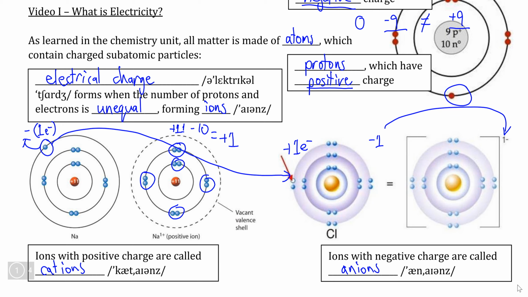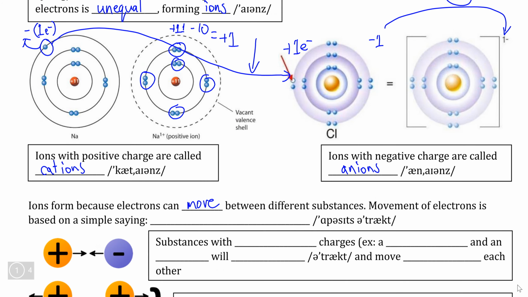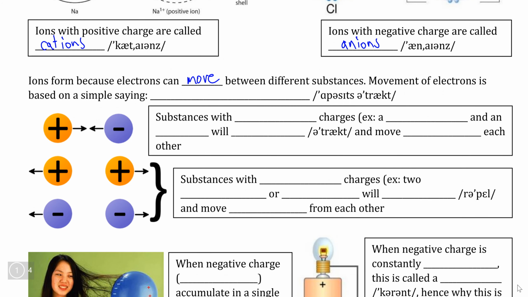But the most important thing for our study of electricity is actually understanding this movement of electrons, because this is the source of electrical charge. So ions form because electrons can actually move between different substances, as we see from sodium losing its valence electron and giving it to chlorine. And the movement of electrons is easy to predict on a fundamental level, because the movement of electrons is based basically around one simple saying, and that saying is that opposites attract.